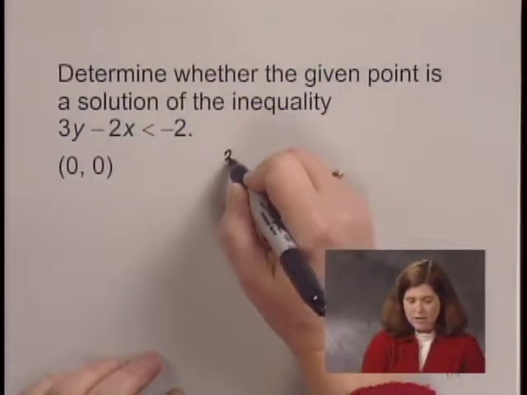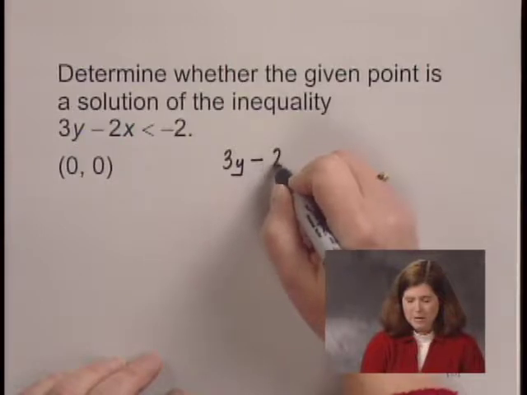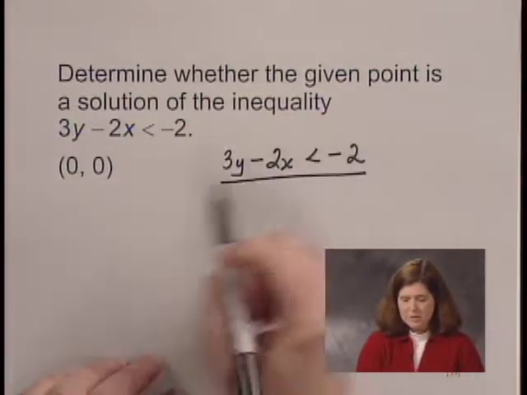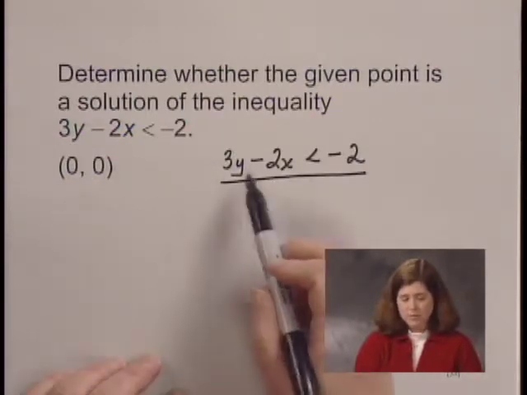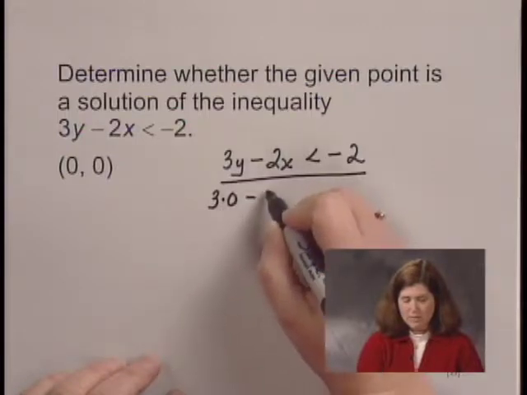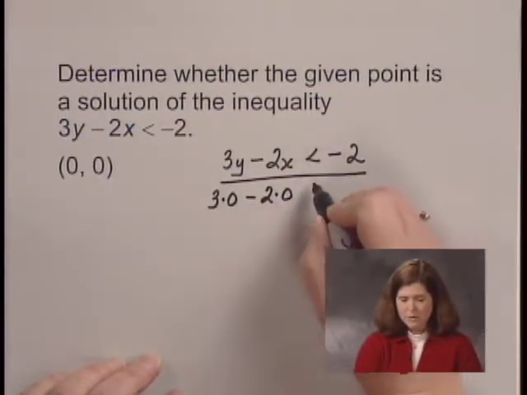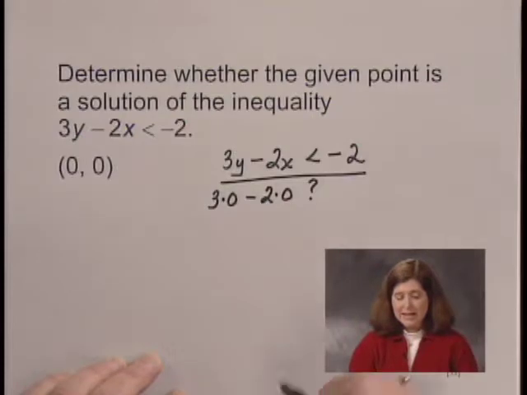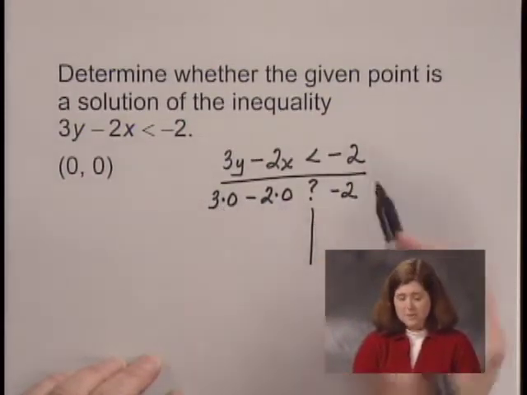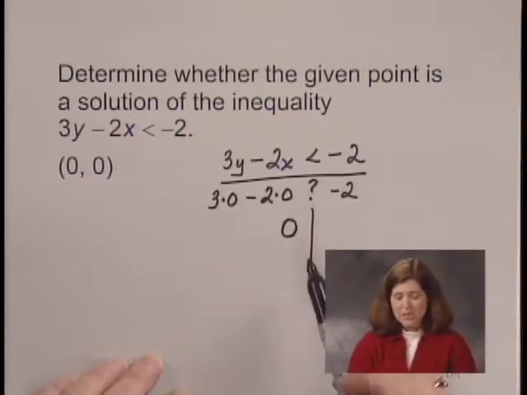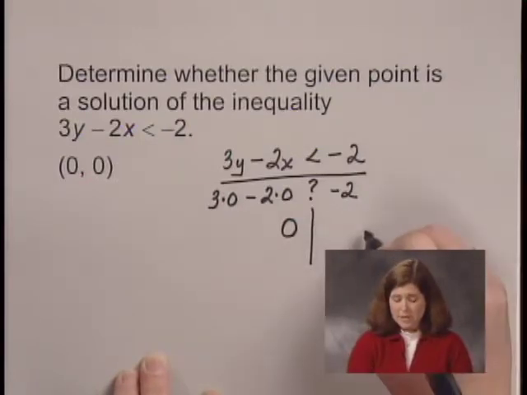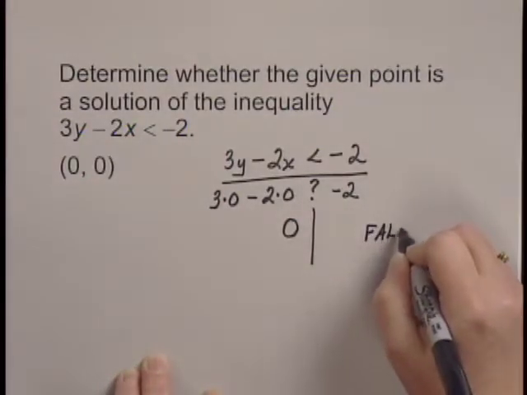So we will copy the inequality and then substitute 0 for x and 0 for y. This gives us 3 times 0 minus 2 times 0, and we're asking ourselves, is that less than negative 2? Well, 0 minus 0 is 0, so the question is, is 0 less than negative 2? Well, no, it's not. This is actually a false statement at this point.